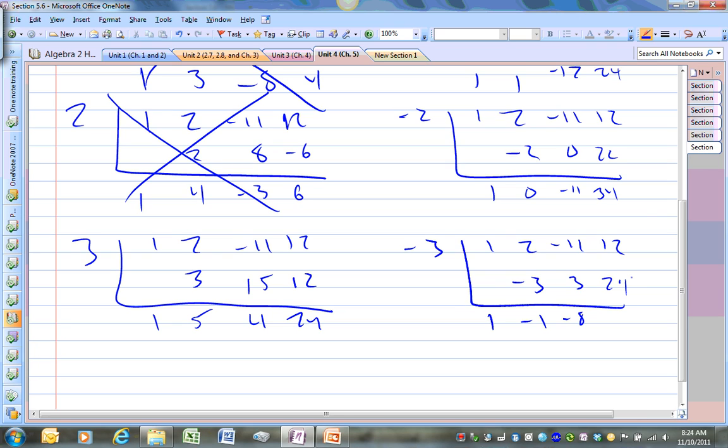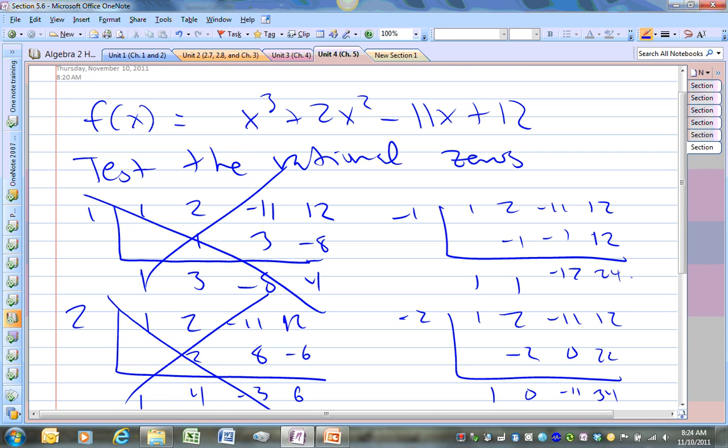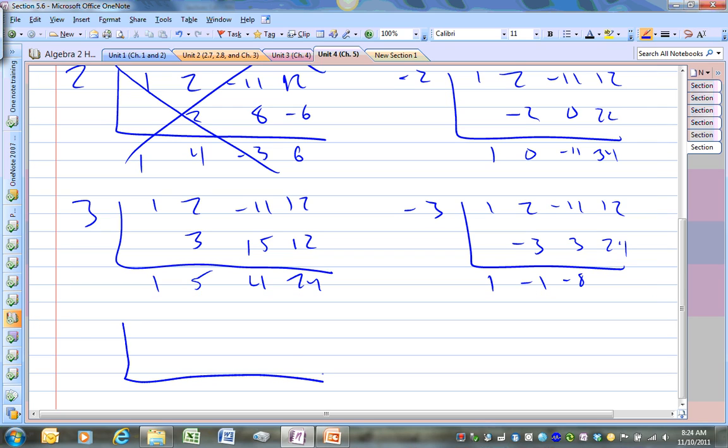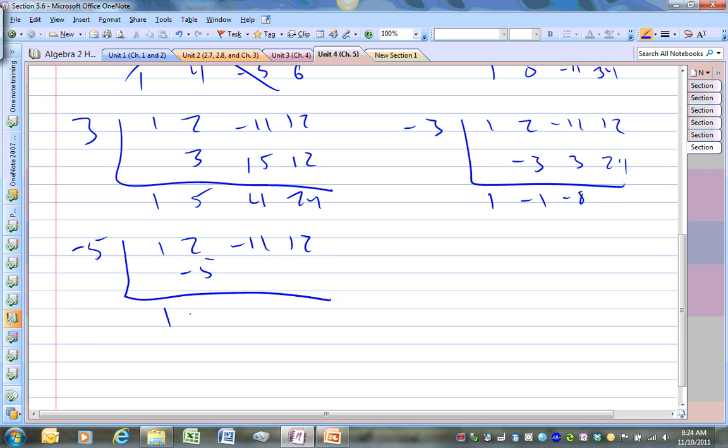So I'm starting to become pretty skeptical about this problem. Let me actually get my calculator out to see what will work for this. Okay, so apparently we would have to try negative 5. So 1, 2, negative 11, and 12. So you go 1 down, negative 5. You got negative 3. 15, 4. No, that doesn't work either.